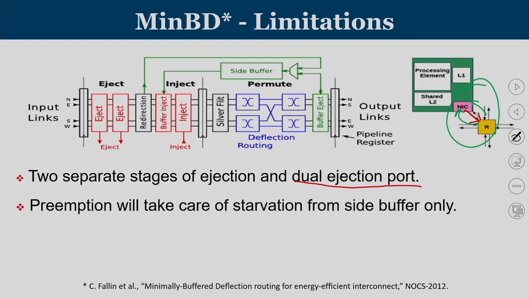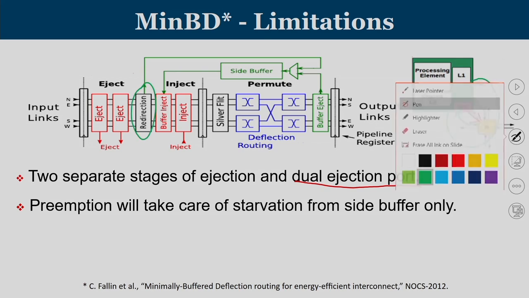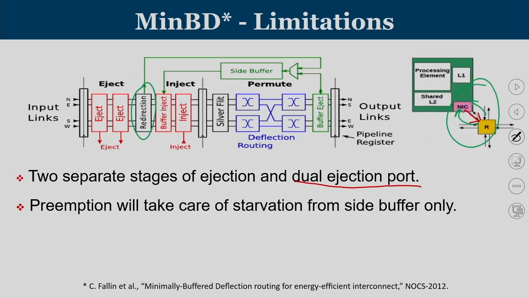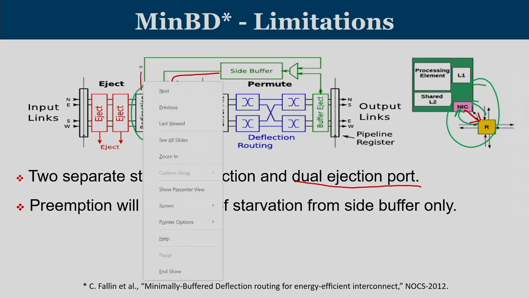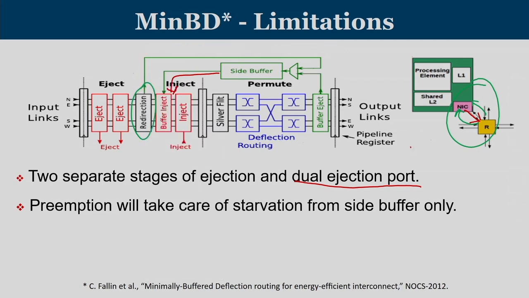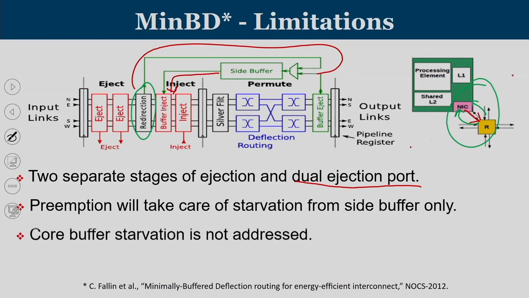Second one, the concept of preemption will take care of starvation from the side buffer only. So, we are having a circuit which is taking care of the redirection aspect. This redirection aspect is defined as whenever flits are waiting in the side buffer, but all the input channels are busy, that will lead to starvation. So, this is the process by which one of the flits is taken and added into the side buffer, and this process is known as redirection. So, this preemption process will take care of starvation from the side buffer only.